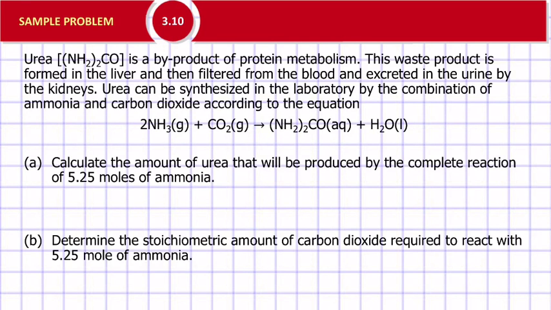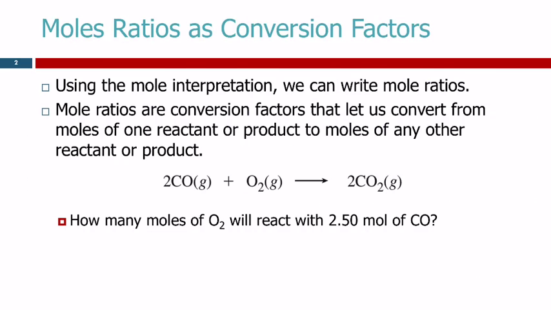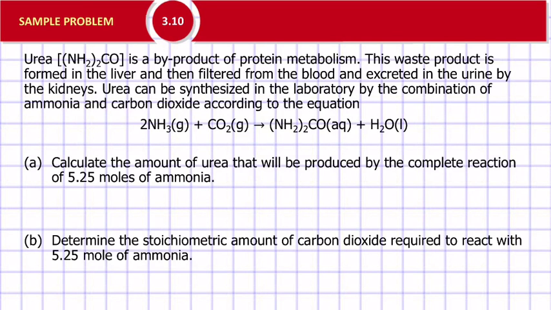So let's do an example here. That's kind of a scary looking example, isn't it? There are all these words. There's a lot of black stuff on that slide. Urea, and it gives us the chemical formula there, is a byproduct of protein metabolism. This waste product is formed in the liver and then filtered from the blood and excreted in the urine by the kidneys. Urea can be synthesized in the laboratory by the combination of ammonia and carbon dioxide according to the equation.